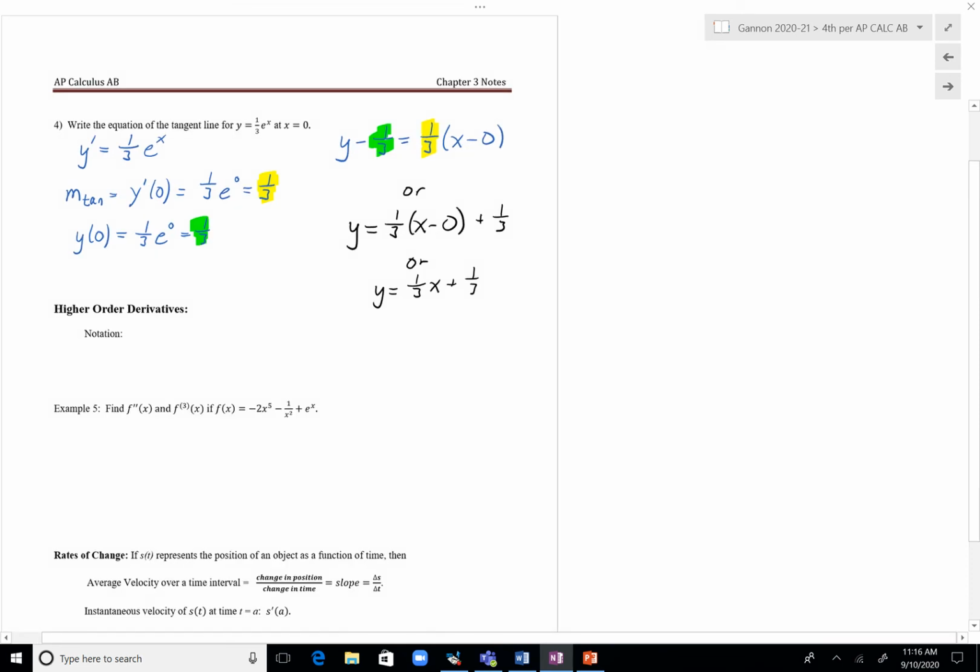Any of those answers is going to be acceptable. It just really all depends on what you prefer. Most questions aren't going to tell you to write it in any one form. An equivalent form will get you the points.